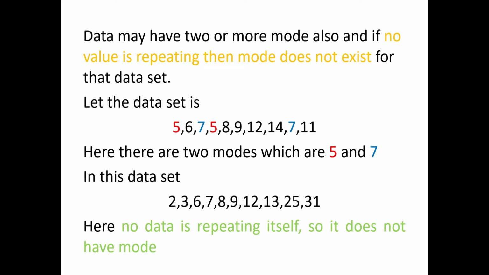Now, in the second set of data, 2, 3, 6, 7, 8, 9, 12, 13, 25, 31, no data is repeating itself, so it does not have any mode.